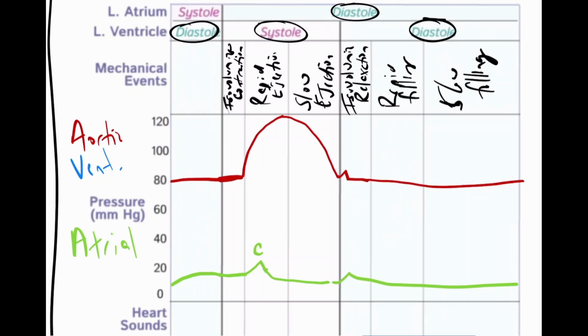V wave, and there's your A wave. So those three little wave patterns, that's where they go. So this is still just dealing with aortic pressures and the atrial pressures. Now let's talk about what happens to the ventricles, because this is what matters when it comes to filling and pressure generation, all that stuff.